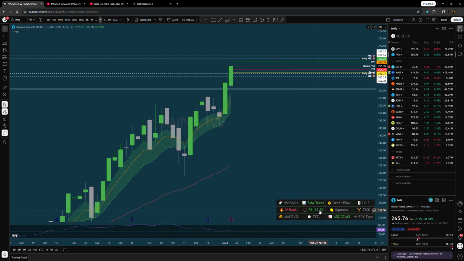Okay, the RSI is self-explanatory. Everybody should know the RSI is relative strength indicator, or relative strength index, whatever have you. When it's green, obviously bullish momentum, red, bearish momentum, neutral momentum, right?